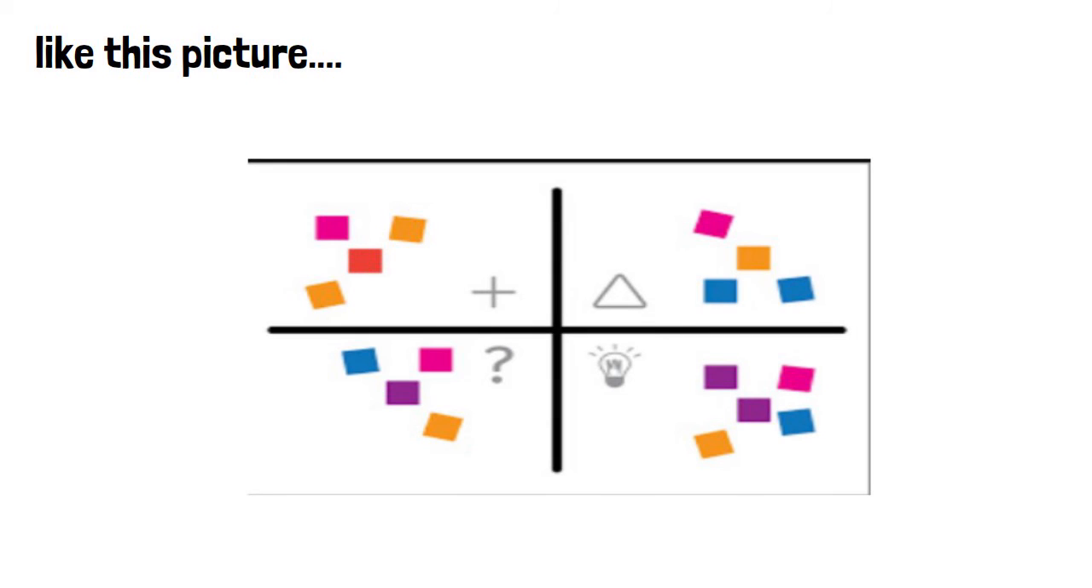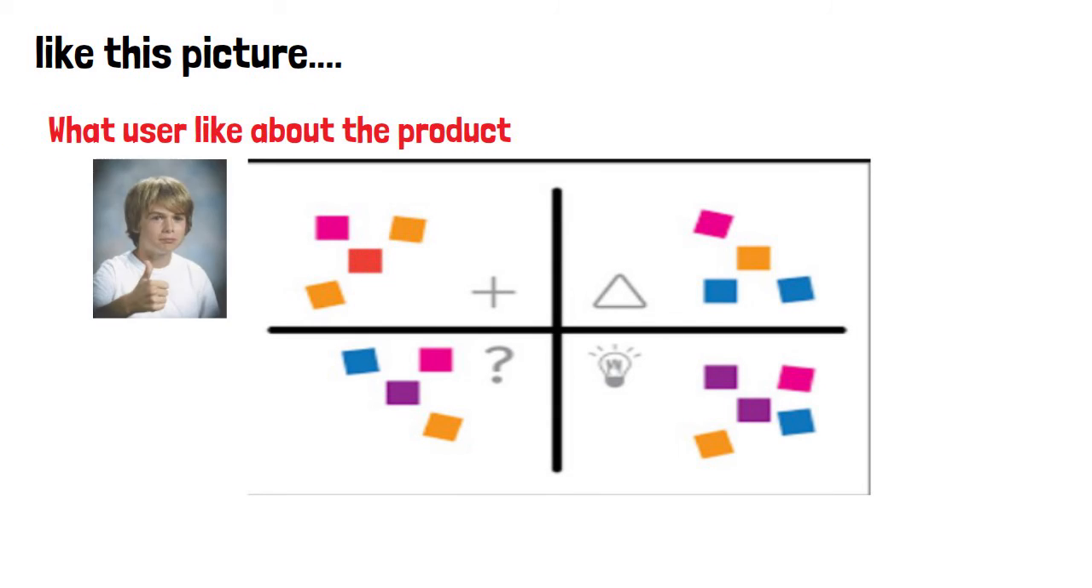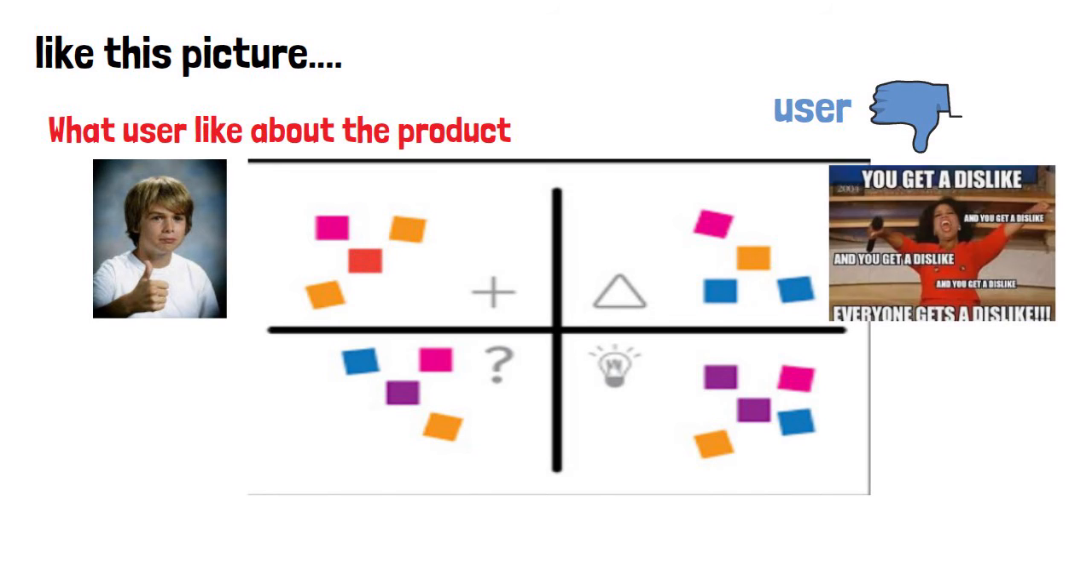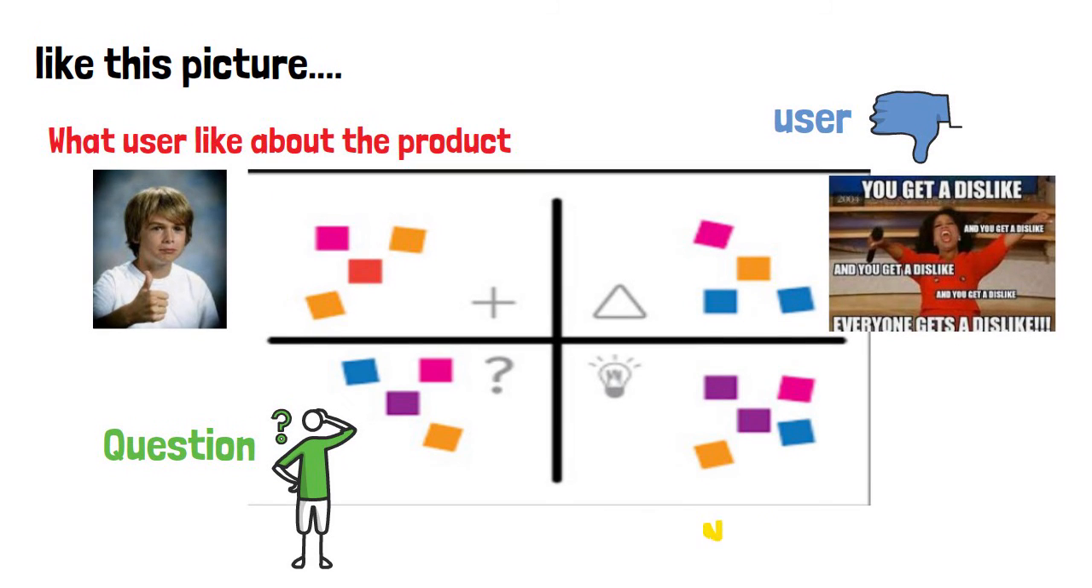Like in this picture, it's going to be 4 columns. The top left is what users like about the product. The top right is what users dislike about the product. The bottom left is the questions, and the bottom right is the new ideas or suggestions. With all the data and user feedback, we are going to the last phase.